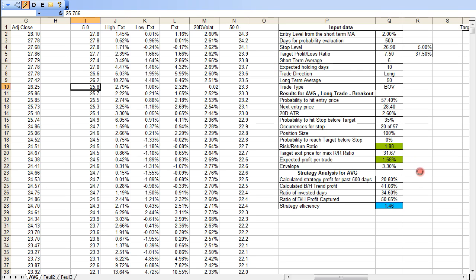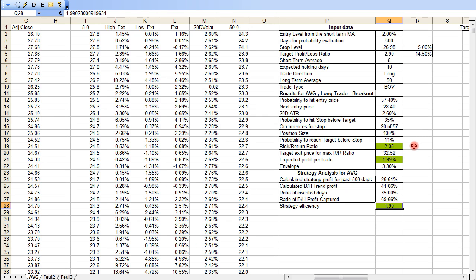And if you go back 500 days in the past, okay, this takes a little bit of time, of course. Okay, we can see that the risk return ratio is still positive, but it's less positive than before, which means that AVG is probably a stock that only recently pushed higher.